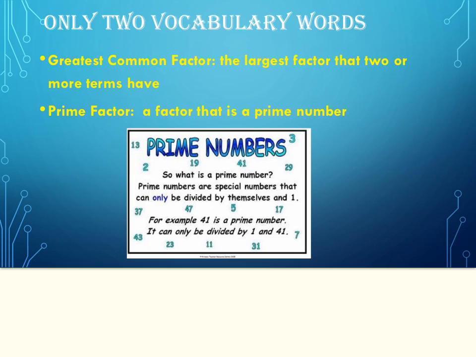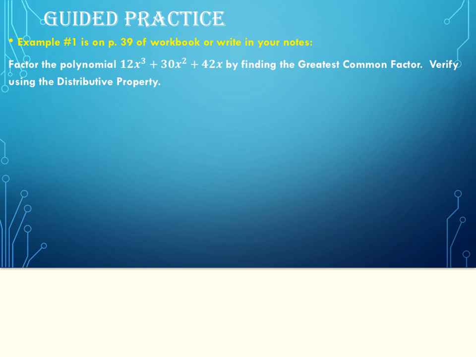Okay, the greatest common factor is the largest factor that two or more terms have. And that means that when you have terms, you string them out into the prime numbers that they have in common. So you're going to pull out your greatest factors that they have in common. That will show on this one, the polynomial finding the greatest common factor.